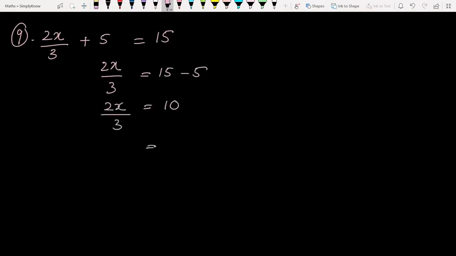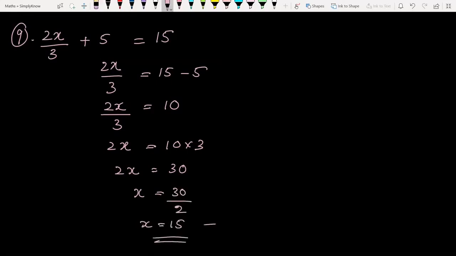Then what we do is, we get rid of this 3. So we are going to transpose this 3 to the other side. This is a division and this will become a multiplication. 2x equals 10 times 3. 10 times 3 is 30. So 2x equals 30. So what is x now? Here we have a multiplication. When we transpose this to the other side, it will become a division. So 30 divided by 2. x is 15 now.